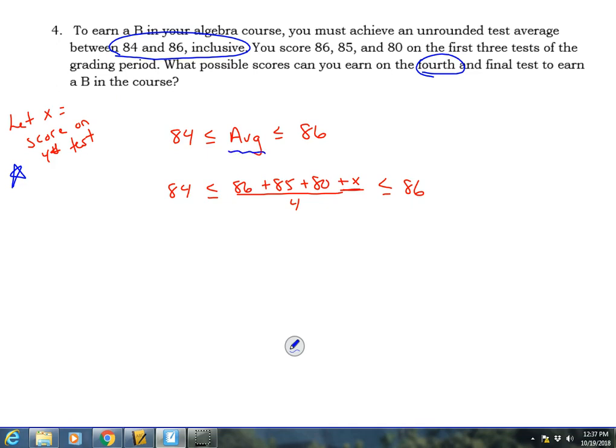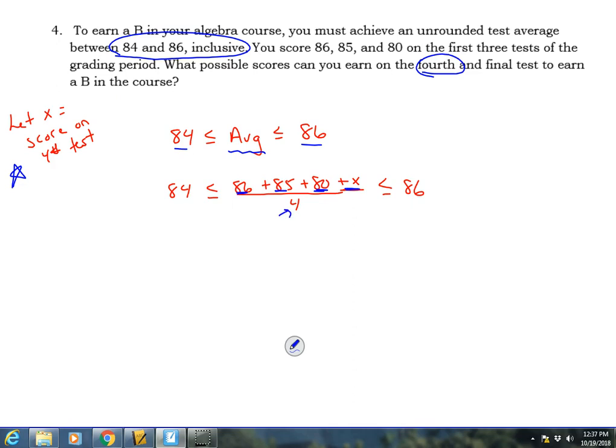So I put my average between 84 and 86, inclusive, meaning I can include the 84 and 86. Now you have to think back to high school or middle school to remember how to do an average. To find an average, we have to add up the scores, and that fourth test that I don't know, divide by the number of tests there are.